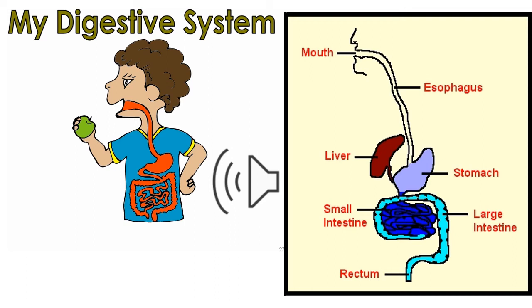So the path of the food is first from the mouth to the esophagus, then esophagus to stomach, then stomach to small intestine, then small intestine to large intestine, and then large intestine to anus. So this is the human digestive system. You can see in the picture.